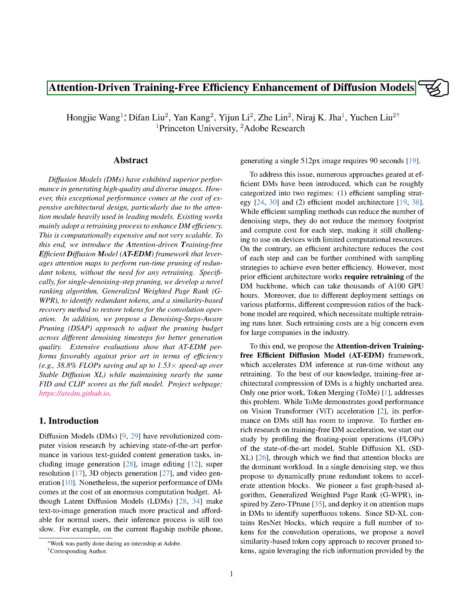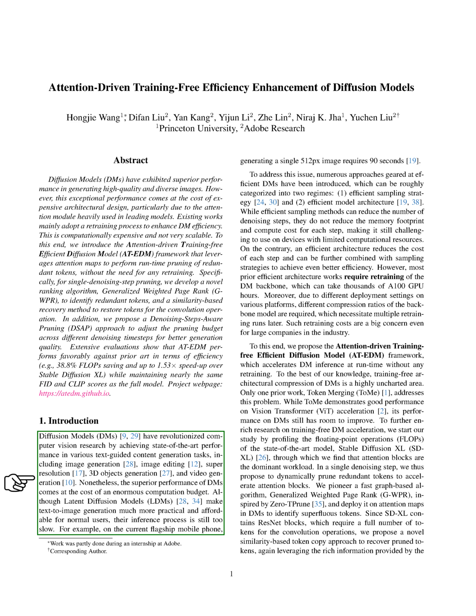Section: Introduction. In this section, we will discuss how diffusion models, DMs, have transformed computer vision research by excelling in text-guided content generation tasks like image editing and video generation. Despite their high performance, DMs require significant computational resources. Latent diffusion models, LDMs, have made text-to-image generation more accessible, but they are still slow.